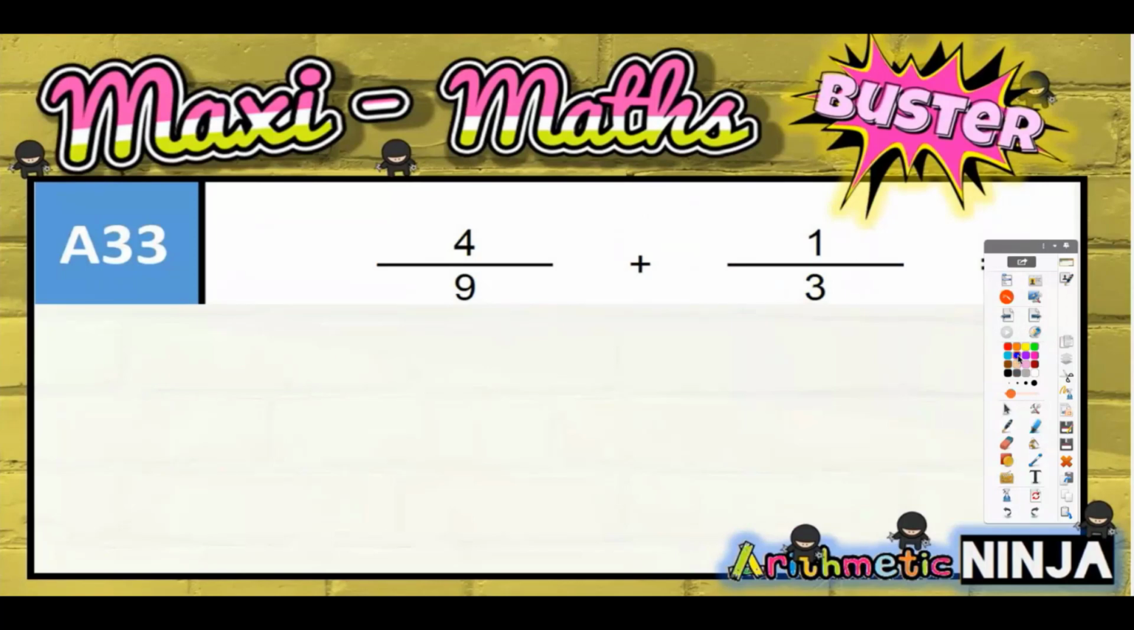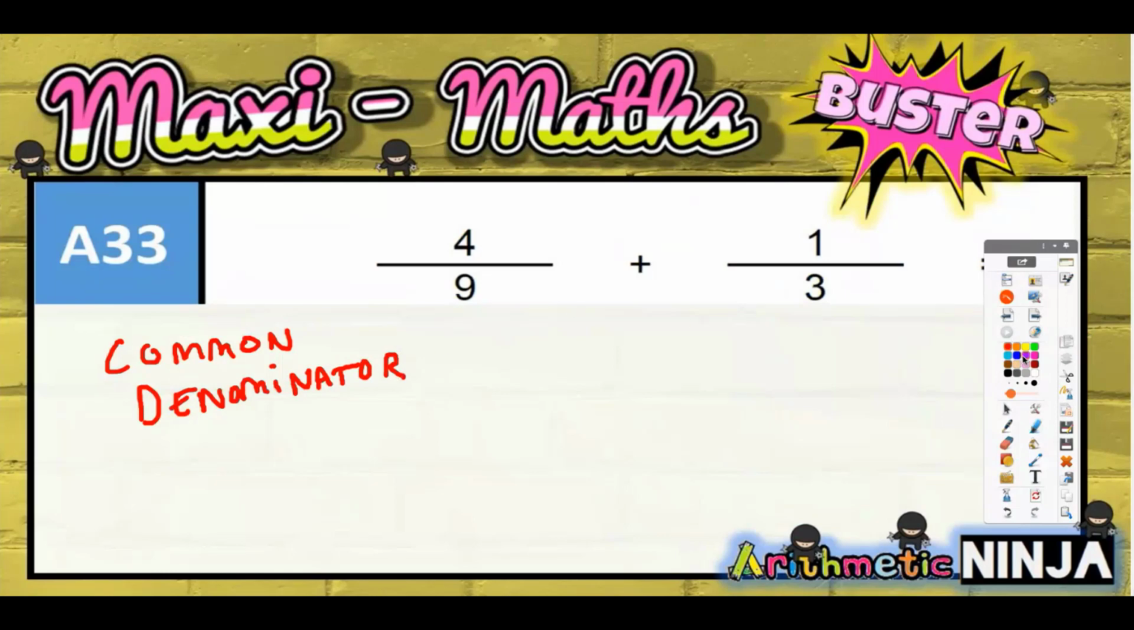Question 33, we are adding two fractions together that have got different denominators. Now, we need to make sure that they've got what's called a common denominator. So to get a common denominator, you try and see if you can change the lower denominator into the bigger one. So the lower denominator in this case is a 3.